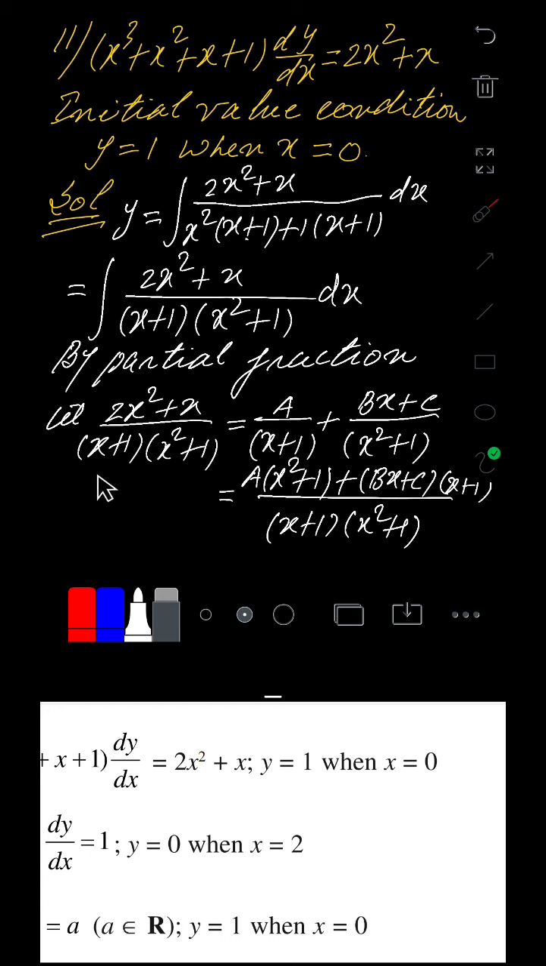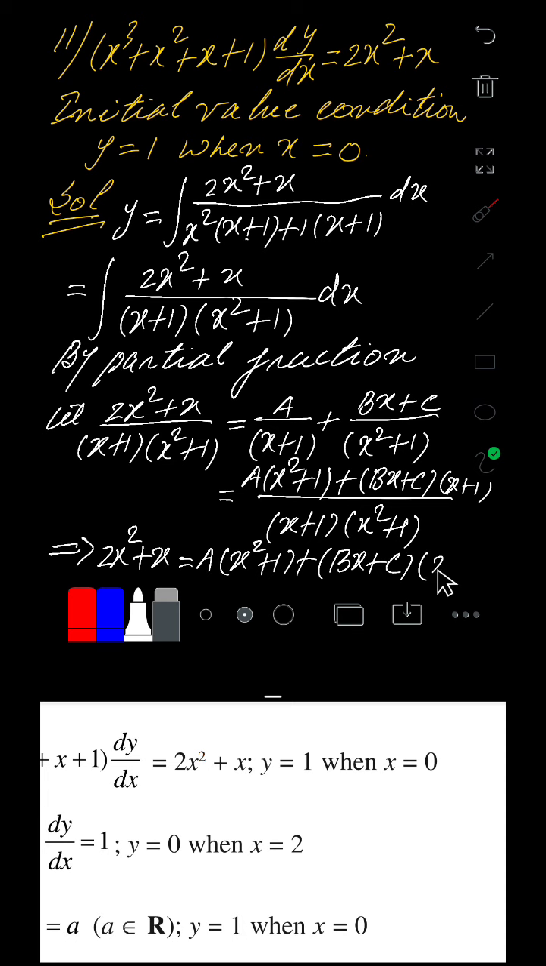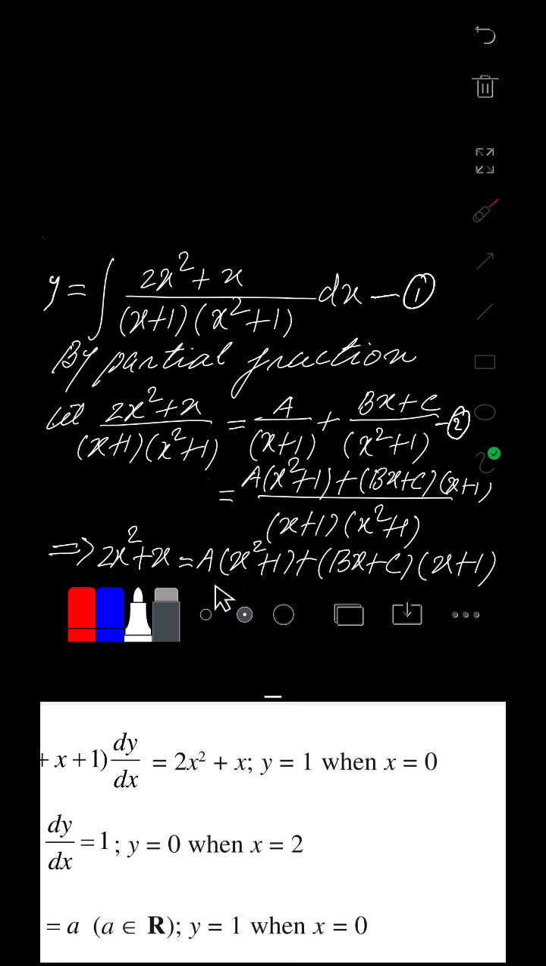Now, since the denominator on both sides are identical, so comparing the numerator of right hand side and left hand side, we have 2x square plus x is equal to A into x square plus 1 plus Bx plus C into x plus 1. Now proceeding from this step, putting x is equal to minus 1 over here in this equation, if x is equal to minus 1.